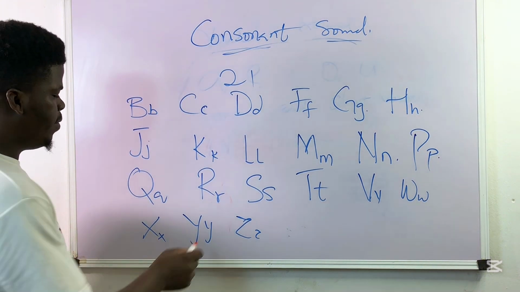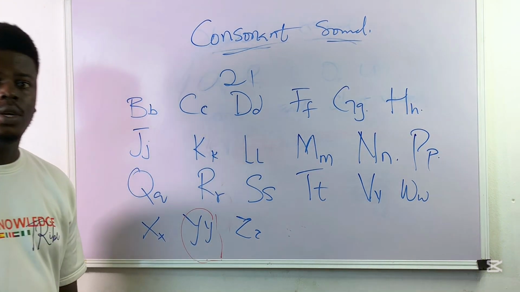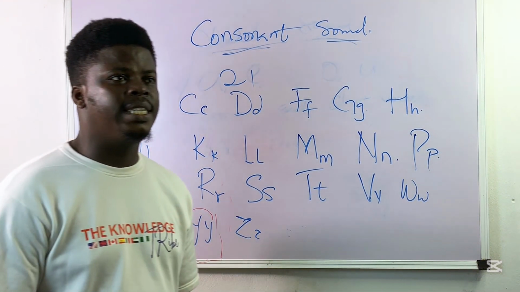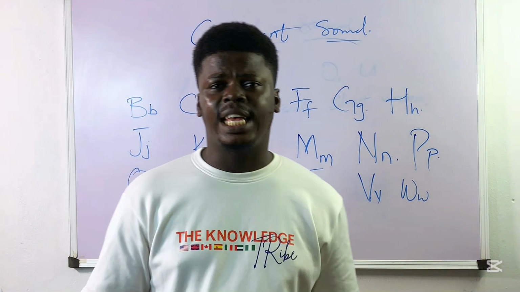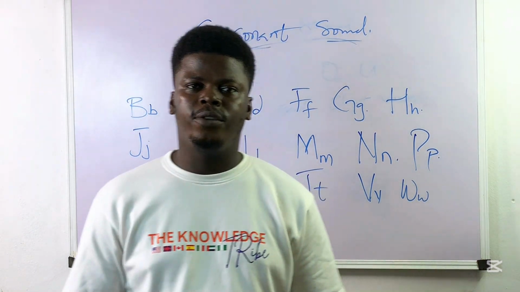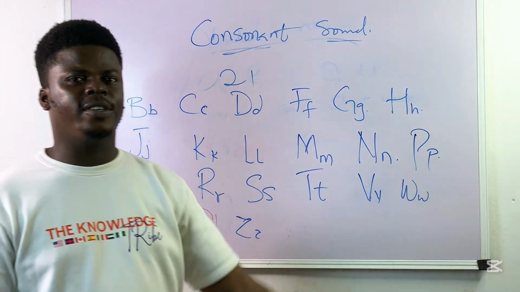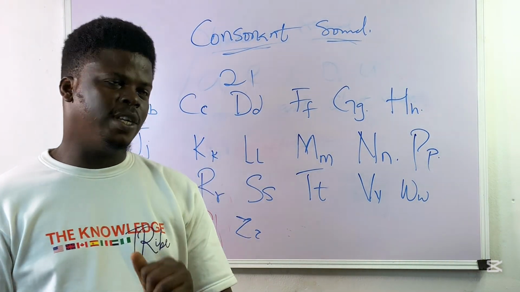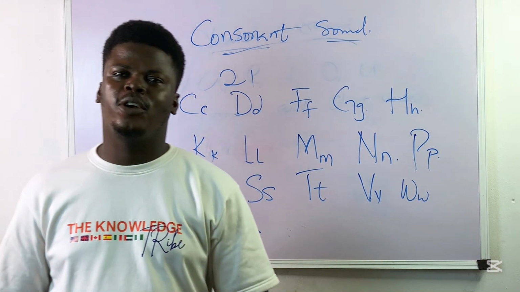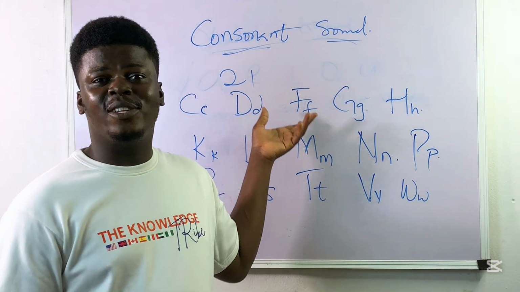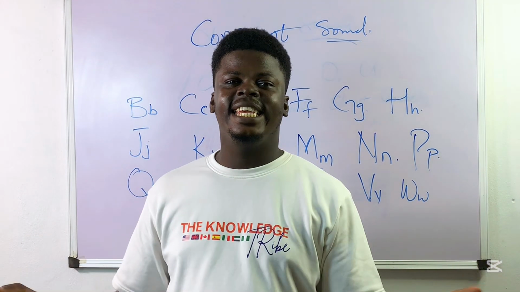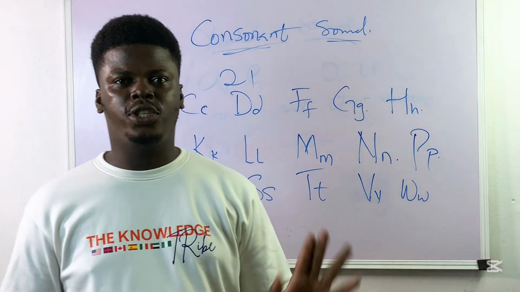The only letter here that looks like it's part of the vowel sound is the Y. Most times the Y makes the I sound and the E sound. If you notice, the I sound is a vowel sound, and the E sound is also a vowel sound. Do you get the picture now? So this is how you pronounce your consonant sounds. Note that the consonant sound does not have any long or short sound. It's just the vowel sound.